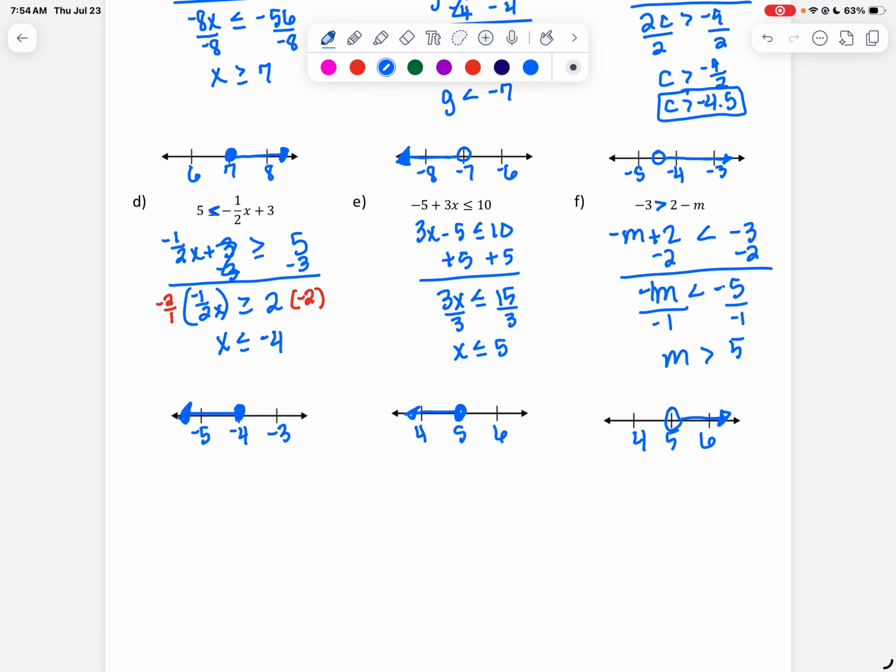And that concludes today's lesson, Solving Two-Step Inequalities, Day 2.